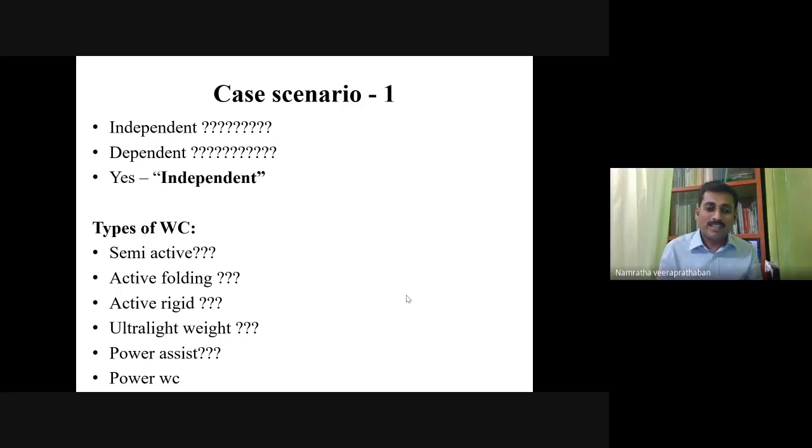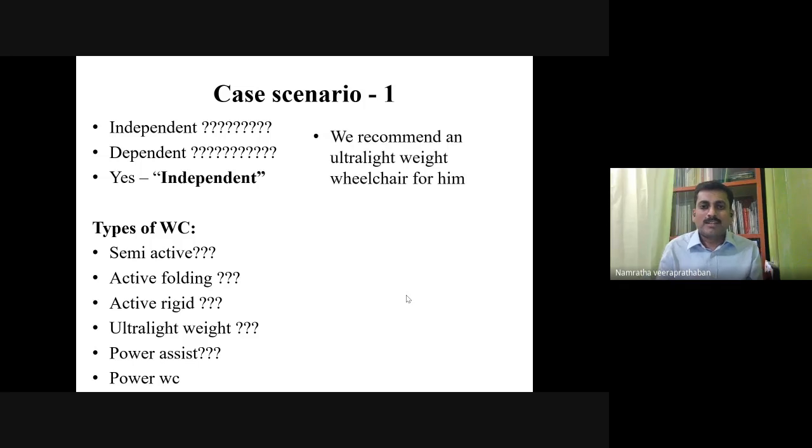He is already having an active rigid wheelchair. I told you in my presentation, I believe. He's already having an active rigid wheelchair, so he came for an assessment. So we have to now recommend a proper wheelchair. So now my answer is we recommend an ultra lightweight wheelchair for him.